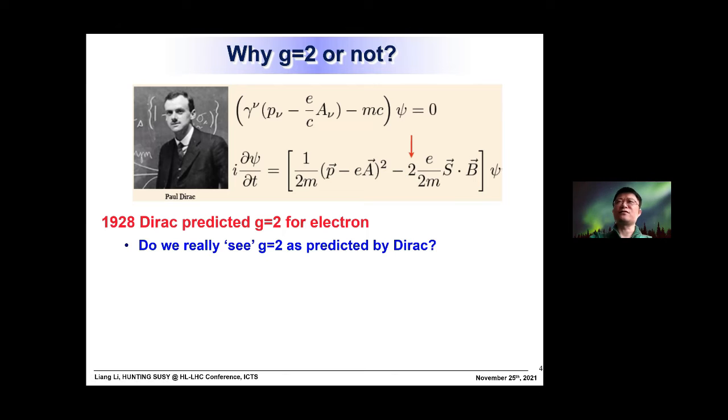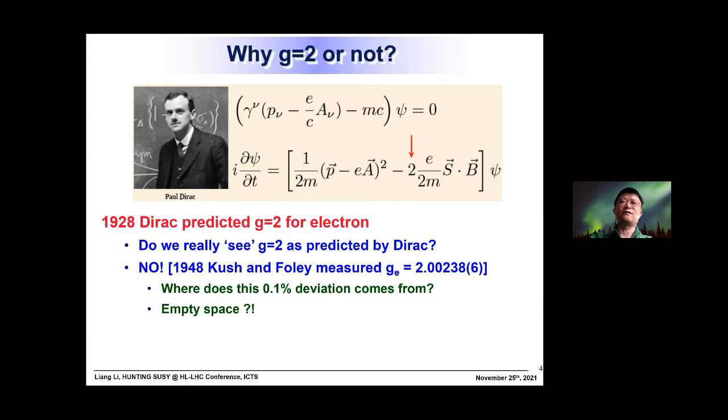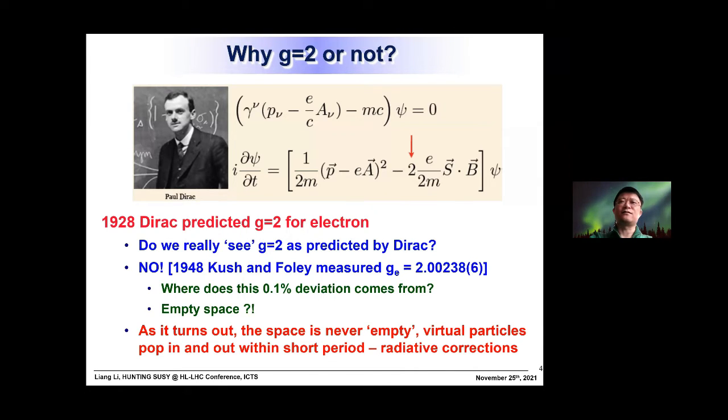So this is the theory prediction, right? Our experiment is interested to see how exactly it is equal to 2, or any difference. So actually, starting from 1948, people started to measure these g factors, starting from the electrons. And then we measured at CERN, and it's a 0.1% deviation from the theory prediction. And people are interested to see where does it come from? Why is it different? And it turned out that space is never empty. There are virtual particles popping in and out and doing these so-called radiative corrections.